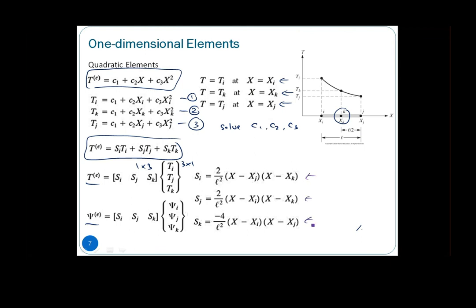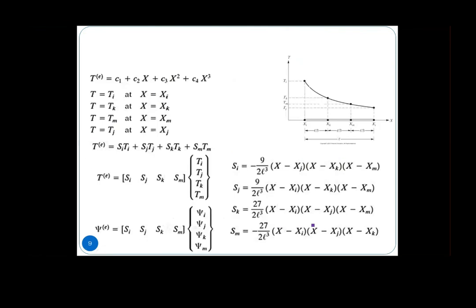So again, you have the properties also, the same characteristic properties. If I have Si plus Sj plus Sk, all have to be equal to 1, something like that. And if I want to find my so-called x at x equal to xi, my Si equals 1, then Sj, Sk equal to 0. So that characteristic still stands, right?